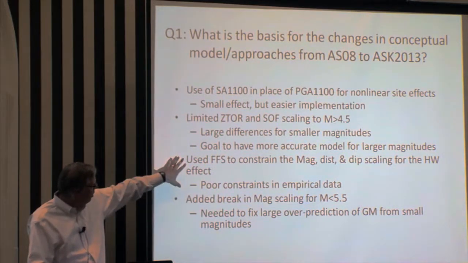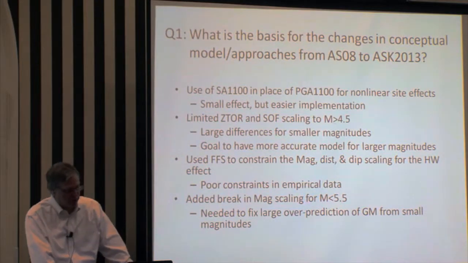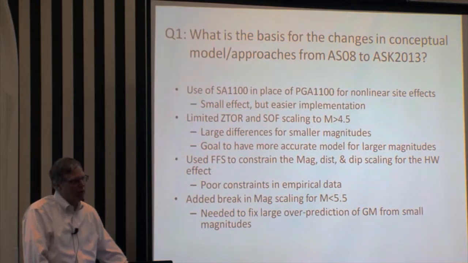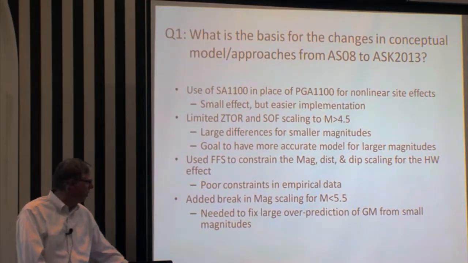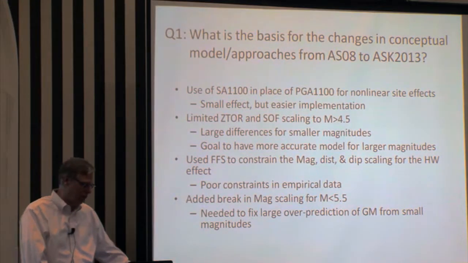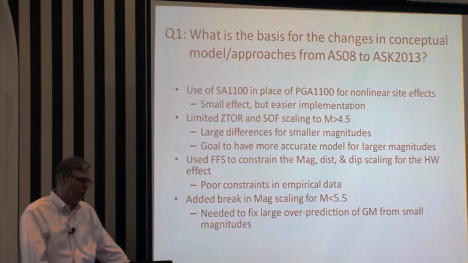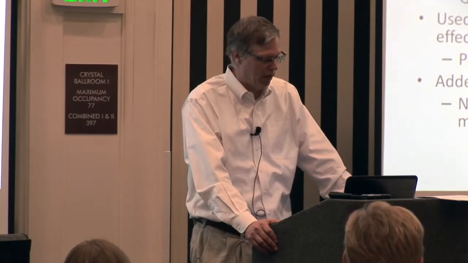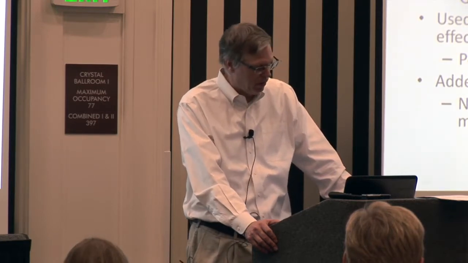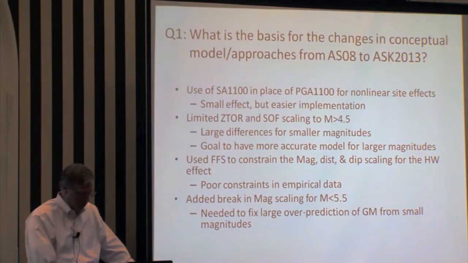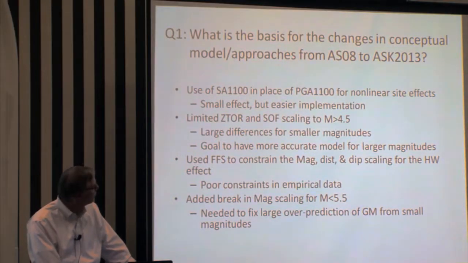We did use the finite fault simulations to constrain the magnitude, dip and distance dependence for the hanging wall effect. Previously, we had a hanging wall factor in there, but it was very poorly constrained on how it scaled for different scenarios. Now we have a better constraint on that. And like, I think, everyone else, we added another break in the magnitude scaling below magnitude 5.5. You have to do that to fix the overprediction we had previously at these small magnitudes, and it's just necessary based on the basic scaling of earthquakes.